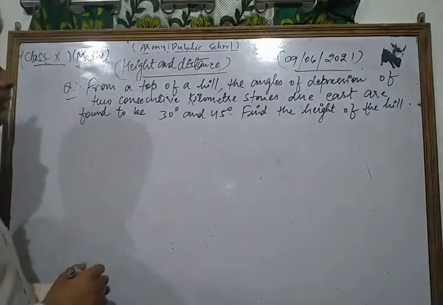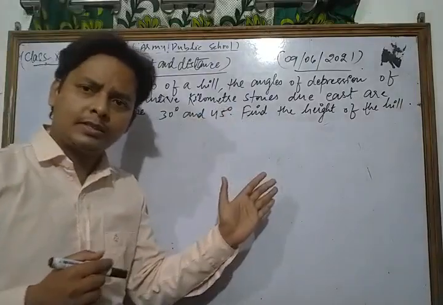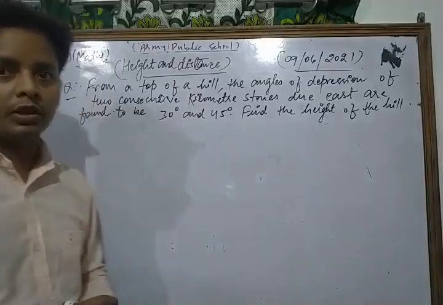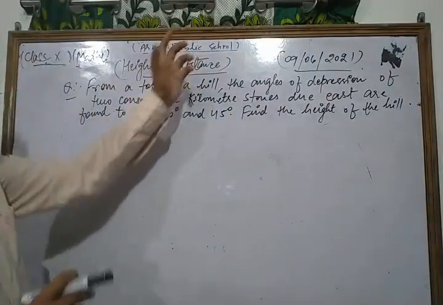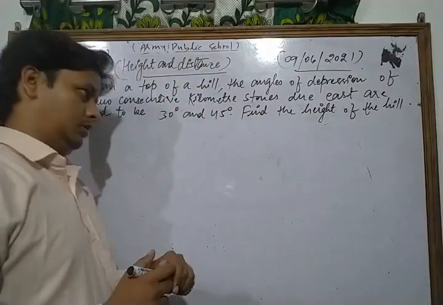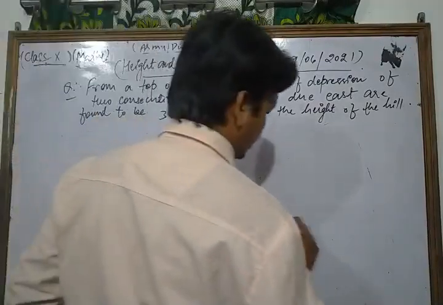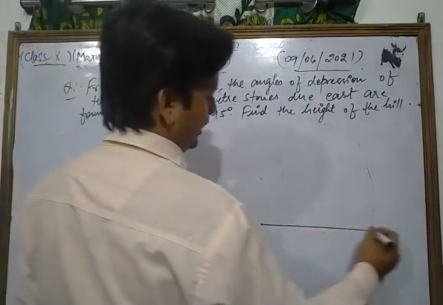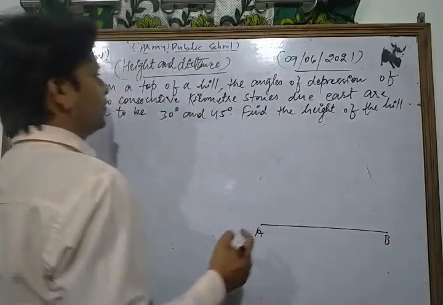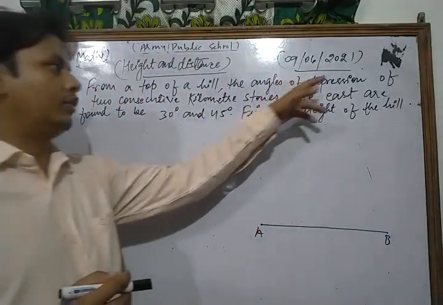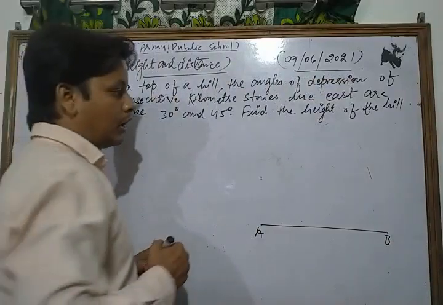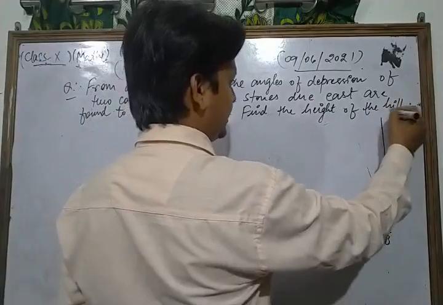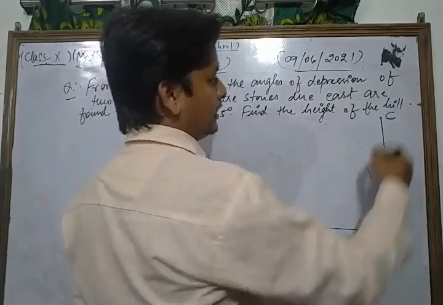So first of all, please clear the concept of the question. After that, we draw the diagram according to the question and simplify it. Okay, dear students. Your question is from the top of a hill. So first of all, we draw the horizontal surface, take AB. Now here is the angle of depression from the top of a hill. Then we draw a hill. Suppose BC is the height of the hill. This is your hill.